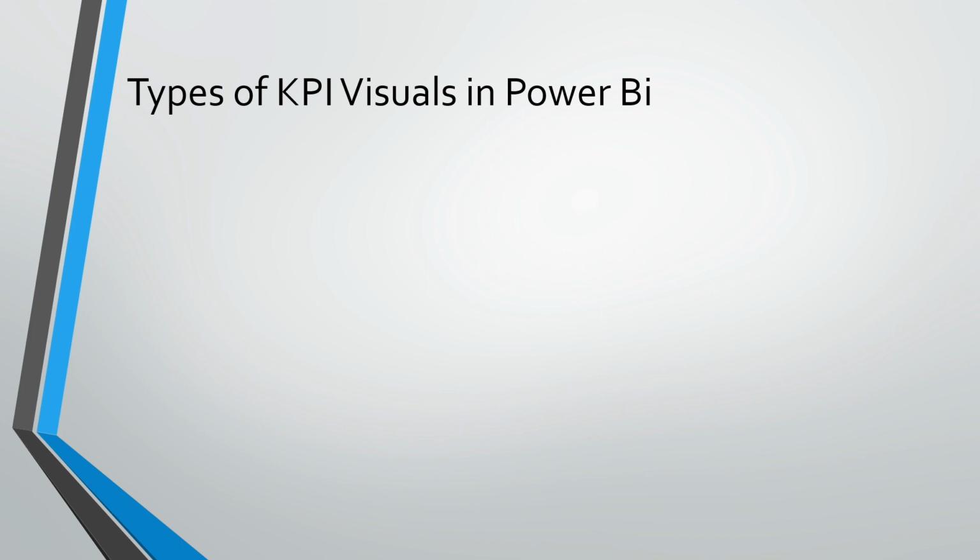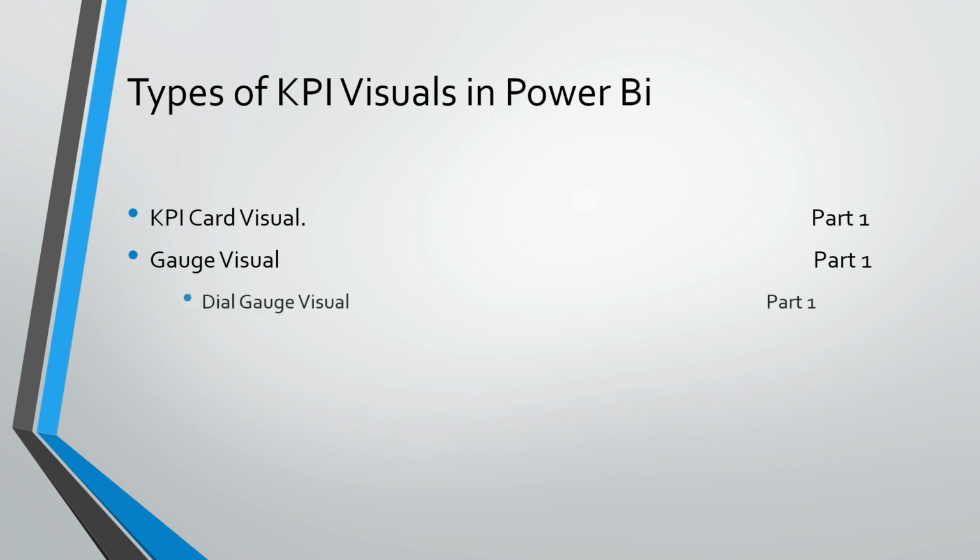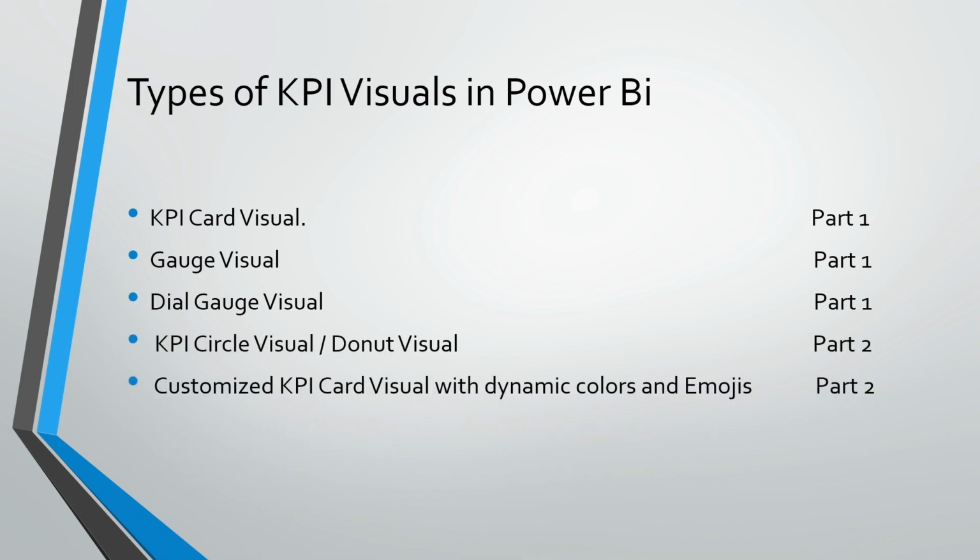In this video, we will be discussing the KPI card visual. We'll be discussing the gauge visual, which we have in Power BI. We'll be discussing the dial gauge visuals. But in our next session, we'll be covering the KPI circle visual and donut visual, and then we'll be covering a customized KPI card visual with dynamic color options and incorporating emojis as well. So this is a visual which we will create as per our own requirement. This is not the standard visual which would be available in Power BI.